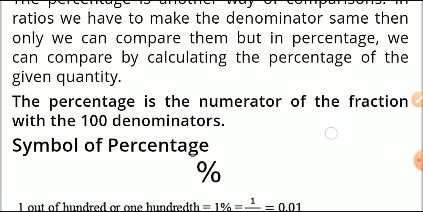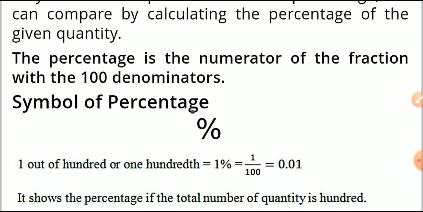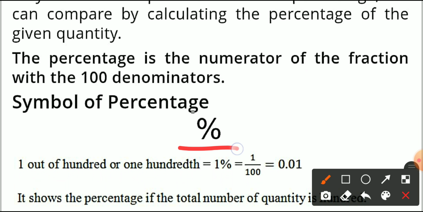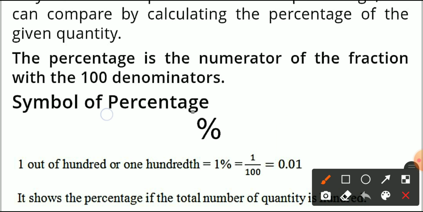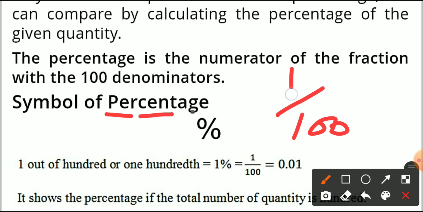The symbol of percentage. This is the symbol of percentage, which is this one. How can you make it? A slash, one dot and two dots, like this. The meaning is 1 out of 100. What is the meaning of percentage? Per means upon. Cent means 100. So 1 out of 100.